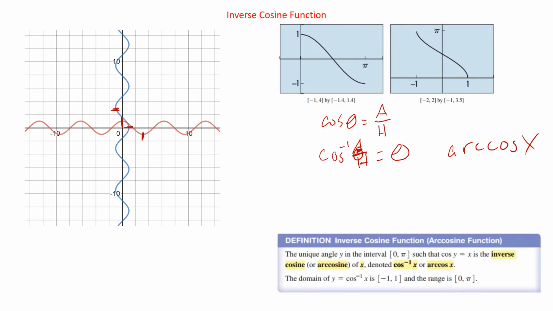So the inverse cosine, same deal, except that the domain is from -1 to 1, and the range is from 0 to pi. So the domain's the same because the range is the same for sine and cosine. But now the range is 0 to pi instead of -pi/2 to +pi/2.